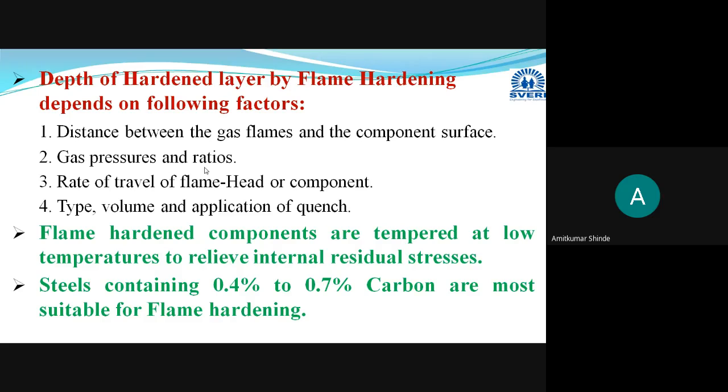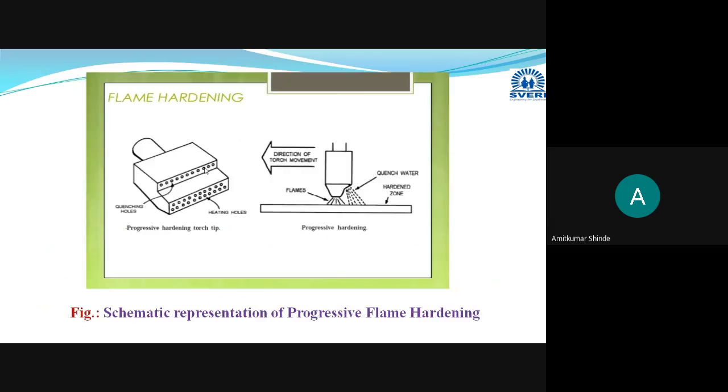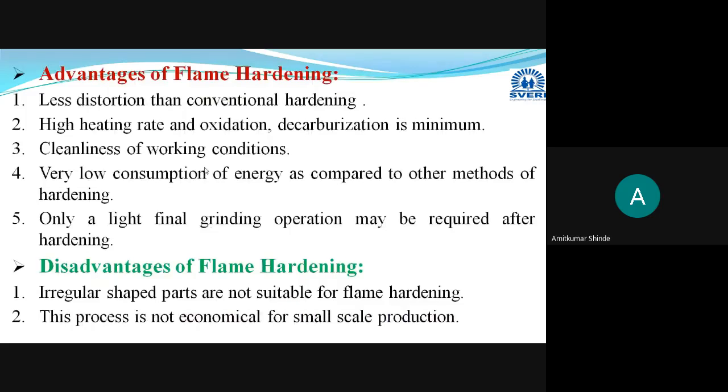Now this flame hardening has some advantages, and some disadvantages also, that I have highlighted. You can see that in the next slide. These are some advantages, which I have taken depending on whichever process we are using.